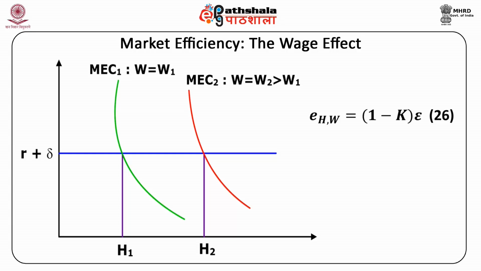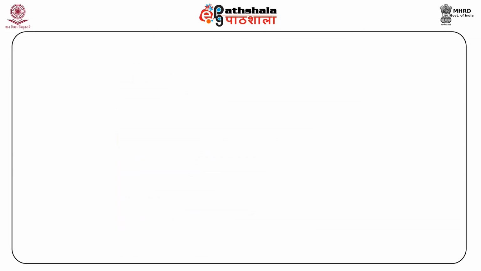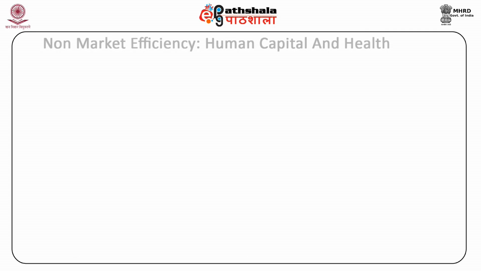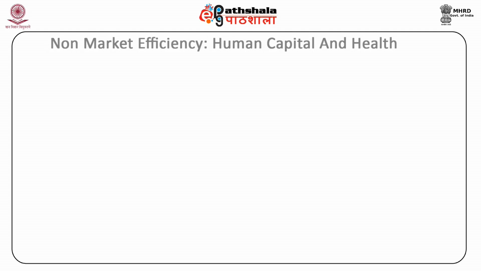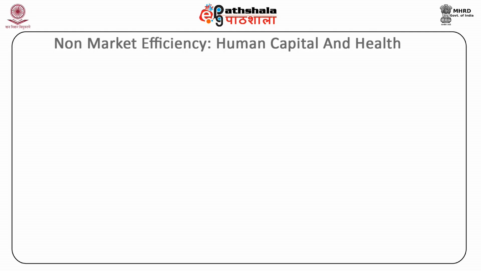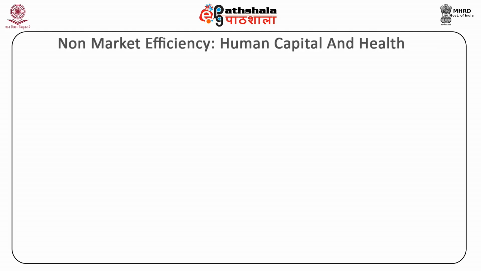EHW is equal to 1 minus k into epsilon, equation 26. The elasticity of health demand with respect to wages is large with an increase in the share of medical care in gross investment and if the elasticity of MEC is large. Non-market efficiency, human capital and health. In this section, we will study the impact of education to test the claim that more educated individuals are efficient producers of earnings. That is, education increases non-market productivity.